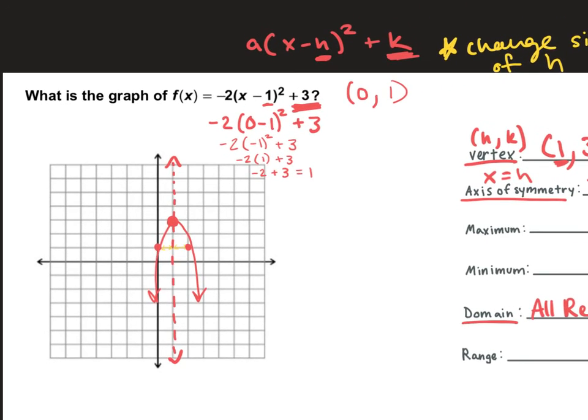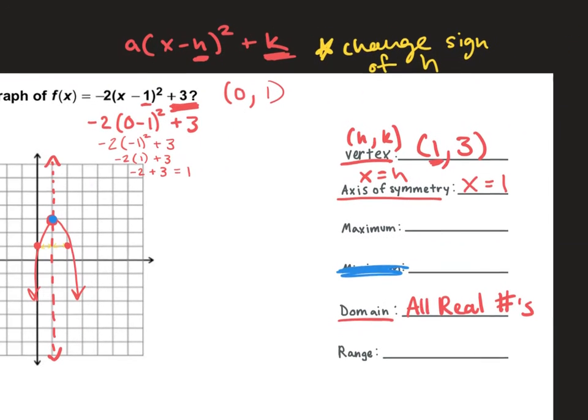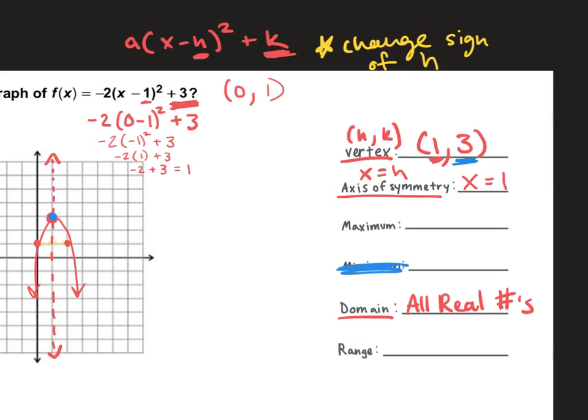Next thing, we need to figure out if we have a maximum or minimum. We're not going to have both, we only have 1. So is our vertex here at the maximum or at the minimum? It's at the maximum. Our vertex is at the tippy top of the parabola. So it's the maximum. So we can cross out the minimum. Our maximum value always comes from the y. So our maximum is 3.